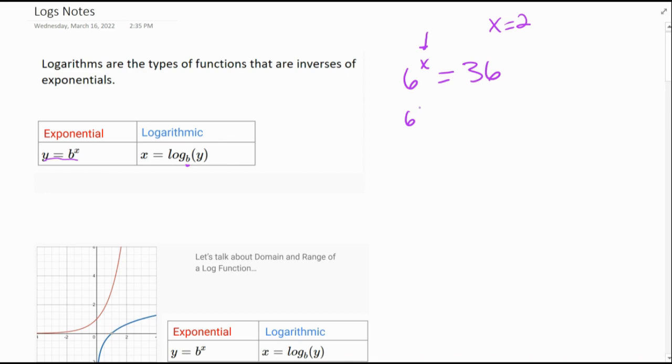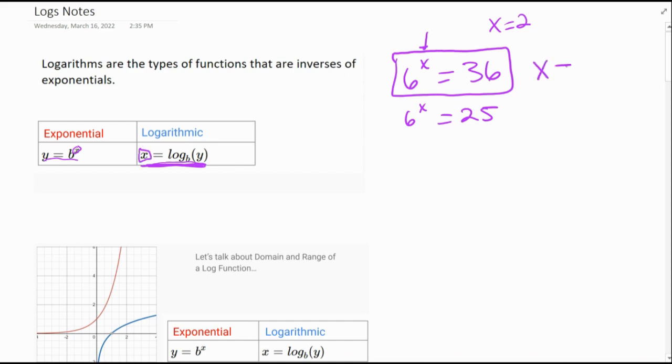Like if we had 6 to the power of x equals 25, there's no easy number to figure out what x is equal to. But logs are a way for us to solve that. The way we do that is we rearrange these problems into logarithms. Let's take this problem right here and rearrange it into a log. Basically, the x value, which is normally the exponent, is going to be by itself on one side of the equation.